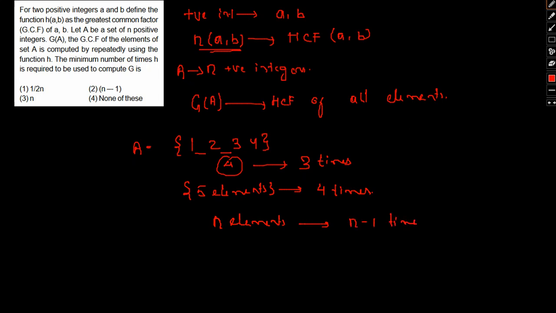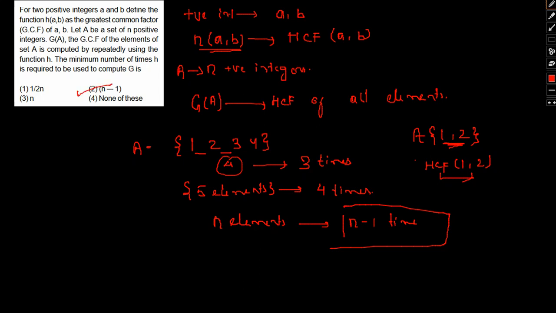I'll give you a very simple example. Suppose A has 1, 2, only 2 elements. To perform the operation of HCF, I will only be performing it 1 time, basically HCF of 1, 2. Only one performance of the operation would give me this answer. So that's the similar case. That's how we can attain it. So total n minus 1 times we need to do. So option 2 will be our answer.